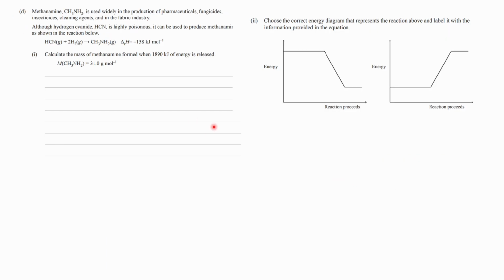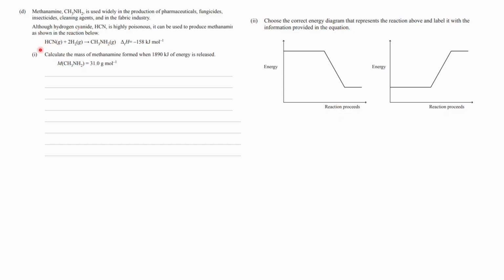Okay, still the first question actually, but anyway, methanamine, that's CH3NH2, is used widely in the production of pharmaceuticals, fungicides, insecticides, cleaning agents, and the fabric industry. Although hydrogen cyanide is highly poisonous, it can be used to produce methanamine as shown in the reaction below.